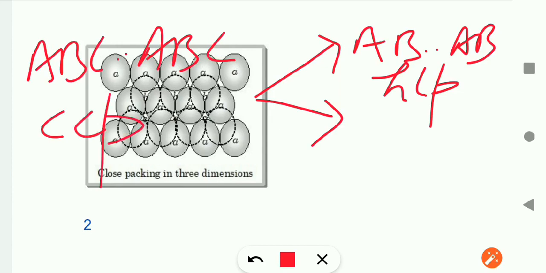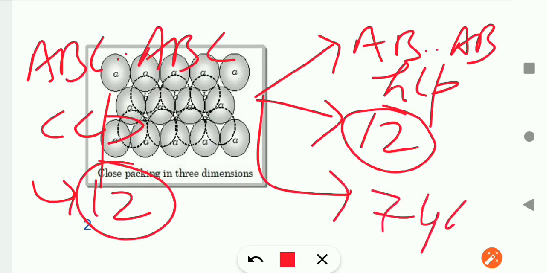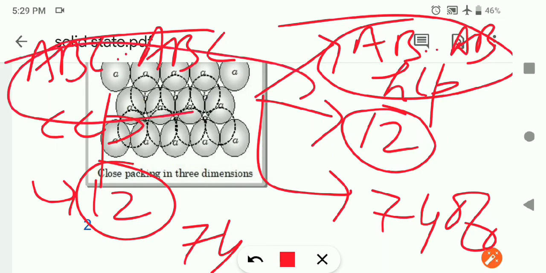Is it clear? Second question, what is the coordination number in hexagonal packing? Same, 12. Same 12 as in cubic close packing also. What percentage is packed? 74% packing in hexagonal close packing, like cubic close packing. So there are only 2 differences. First, the pattern of layers: in HCP it is ABAB, and in cubic close packing it is ABC ABC ABC.